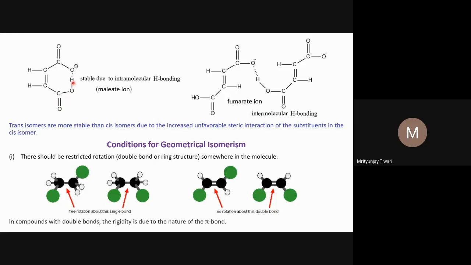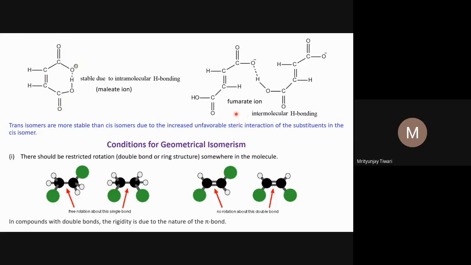And you see the conjugate base in the case of maleic acid is more stable because of the chelation. This is a negative charge, and because of it, this hydrogen bonding will get stronger. Because of the stronger hydrogen bond, we call this the chelation effect, and the ion is stable due to intramolecular hydrogen bonding. This is the maleate ion.